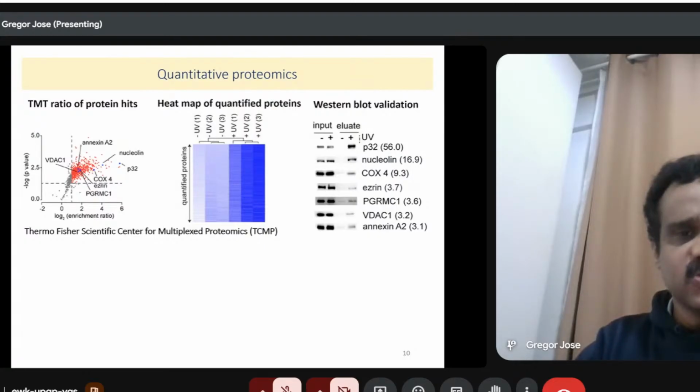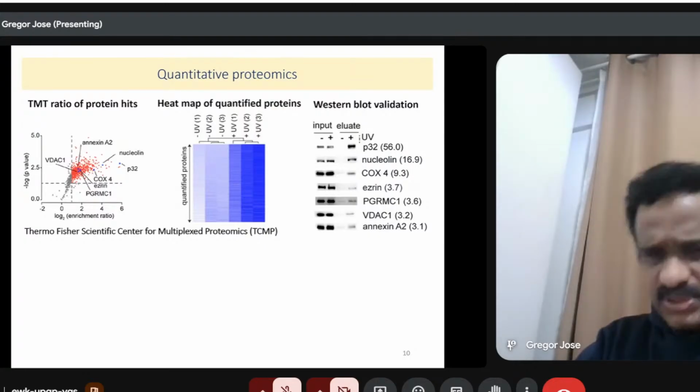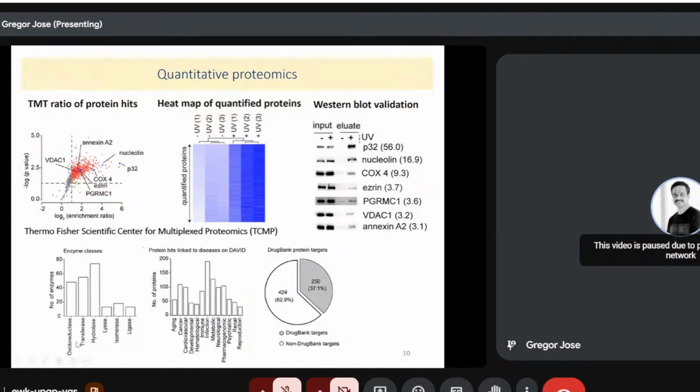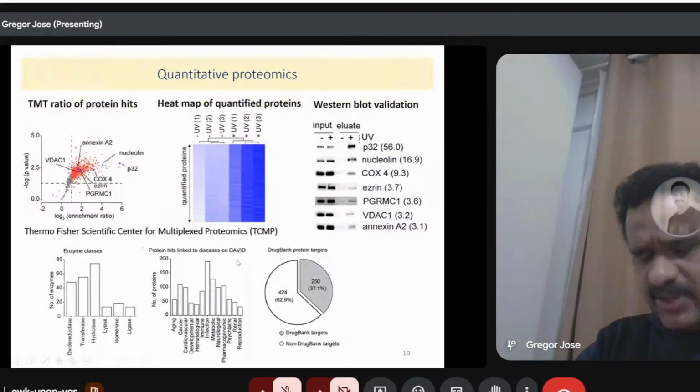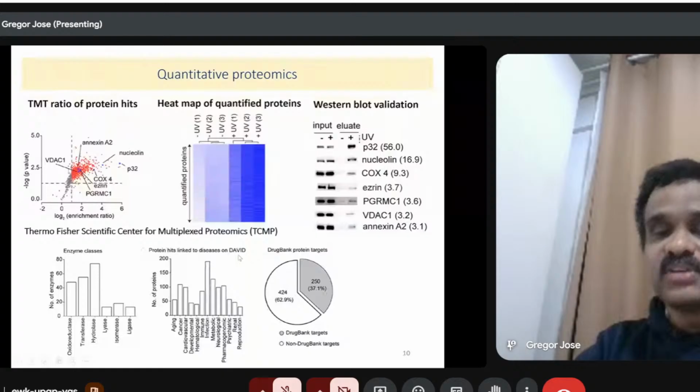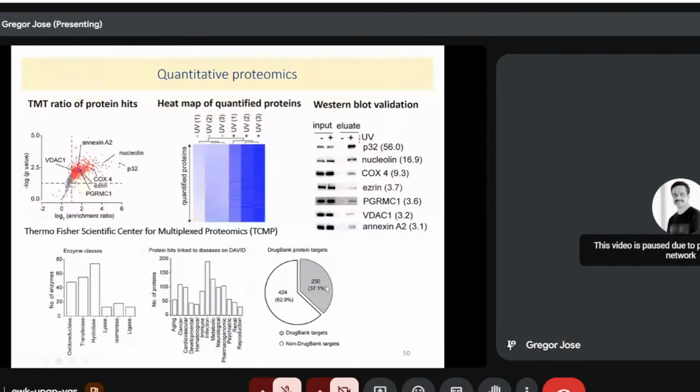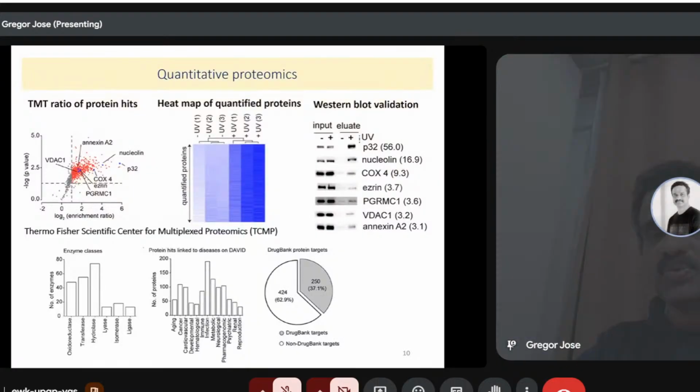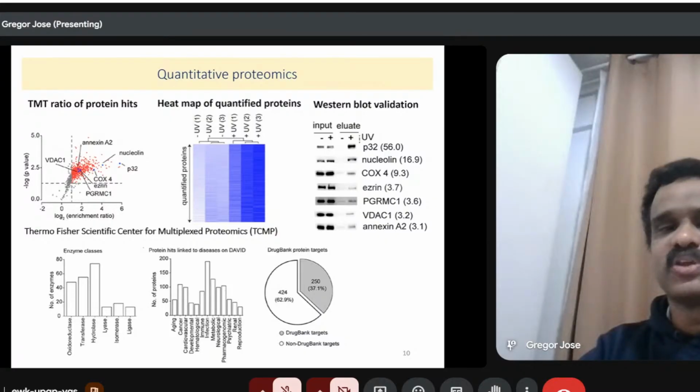So we used some bioinformatic analysis to see what these proteins are. We found that these proteins are of different enzyme classes, having oxidoreductases, transferases, etc. And we used a database called DAVID. In that, we found that these proteins are involved in different diseases, and also 250 of these hits were part of DrugBank. So it's the first time we showed that PC lipids or the PC head group is not just a structural lipid. It has interaction with a large number of proteins involved in a lot of biological processes.